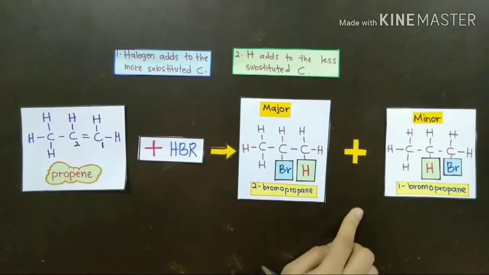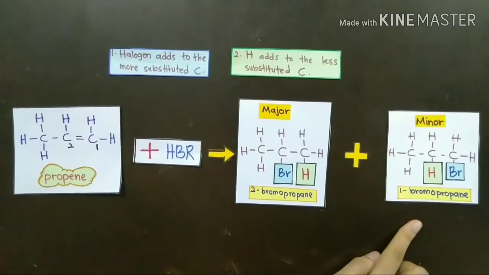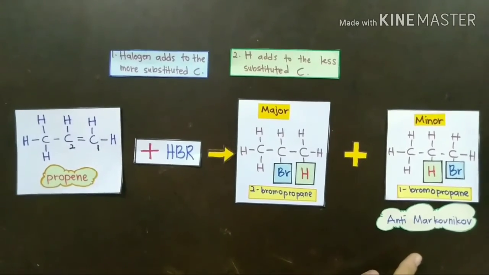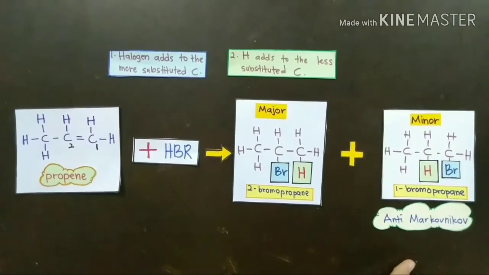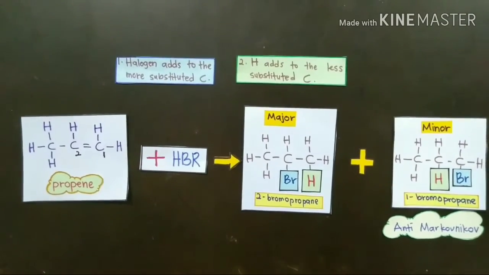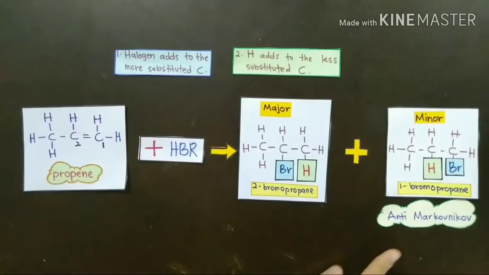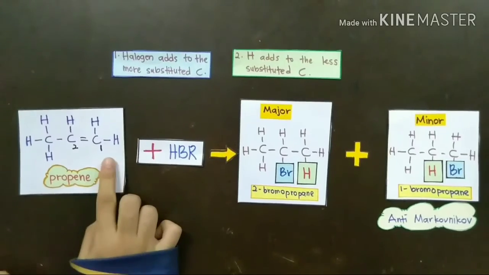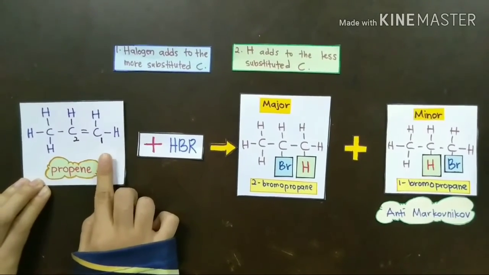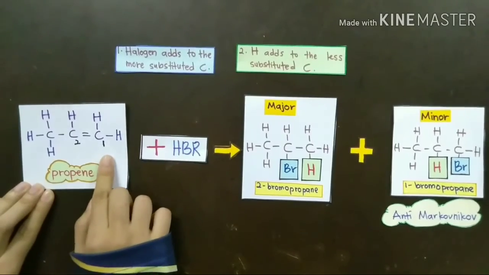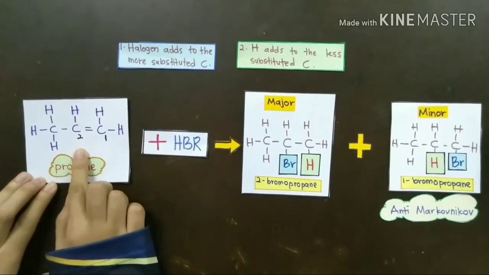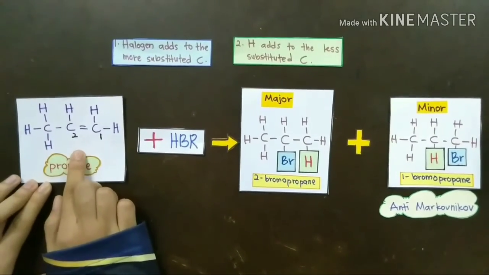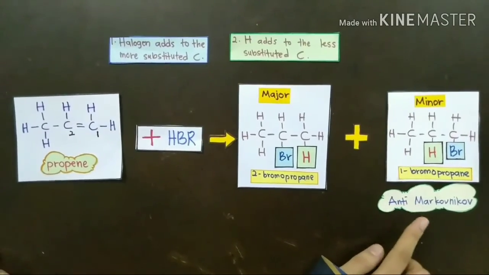Next, we'll go to 1-bromopropane. 1-bromopropane is anti-Markovnikov, and anti-Markovnikov is opposite to the Markovnikov rule. It is a minor product. Okay, how does 1-bromopropane form? 1-bromopropane forms when carbon number 1 has more hydrogen and no substituent carbon. So, bromine will add at carbon number 1, and carbon number 2 has less hydrogen and 1 substituent carbon. So, hydrogen will add at carbon number 2. So, it will become 1-bromopropane.